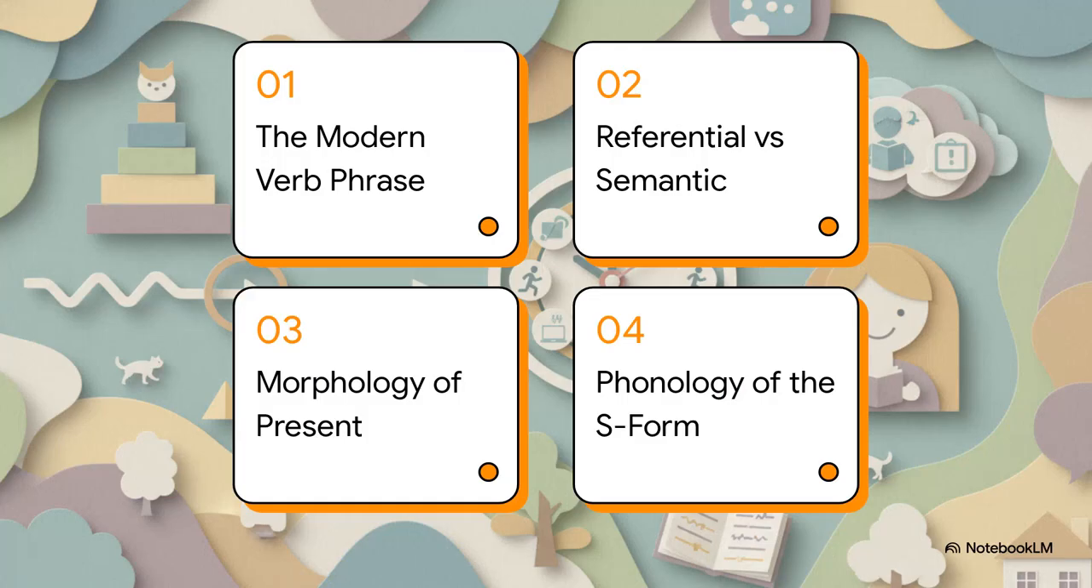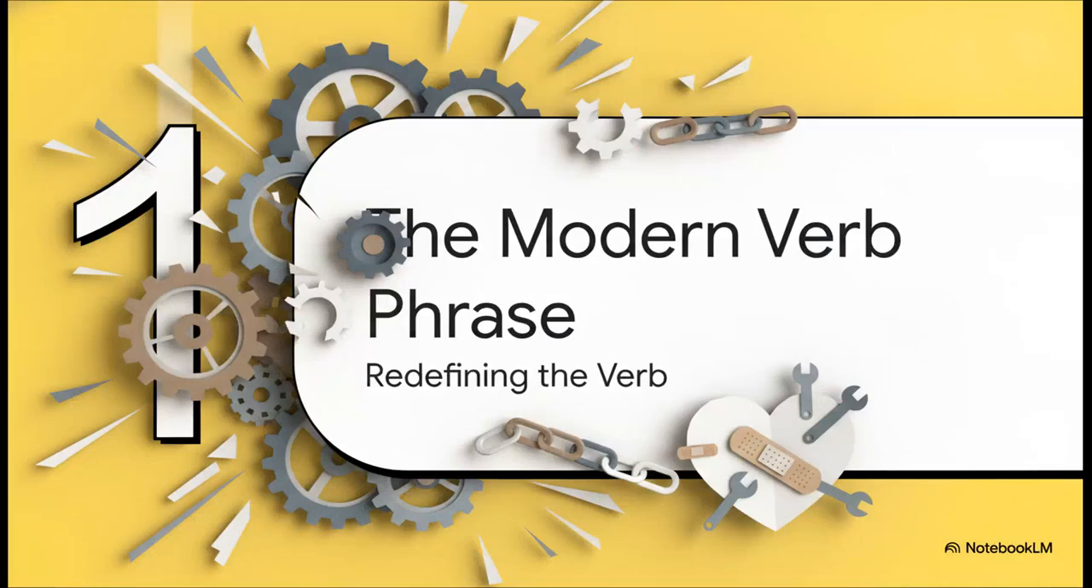Here is our syllabus for today's explainer. First, the modern verb phrase. Second, referential versus semantic time. Third, the morphology of present tenses. And finally, fourth, the phonology of the S form. Okay, section 1, the modern verb phrase. Redefining the verb. Let's dive right into this.